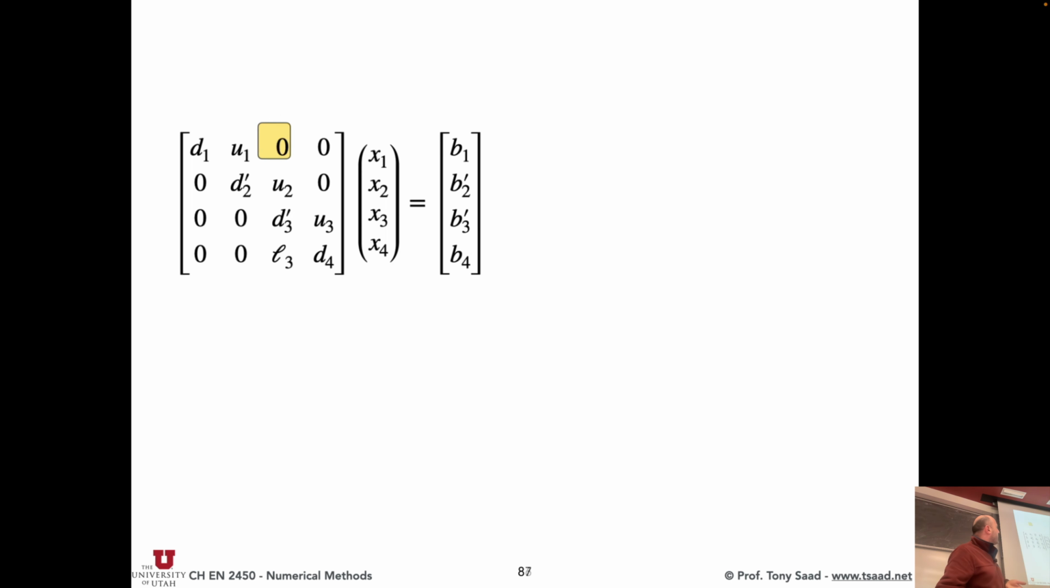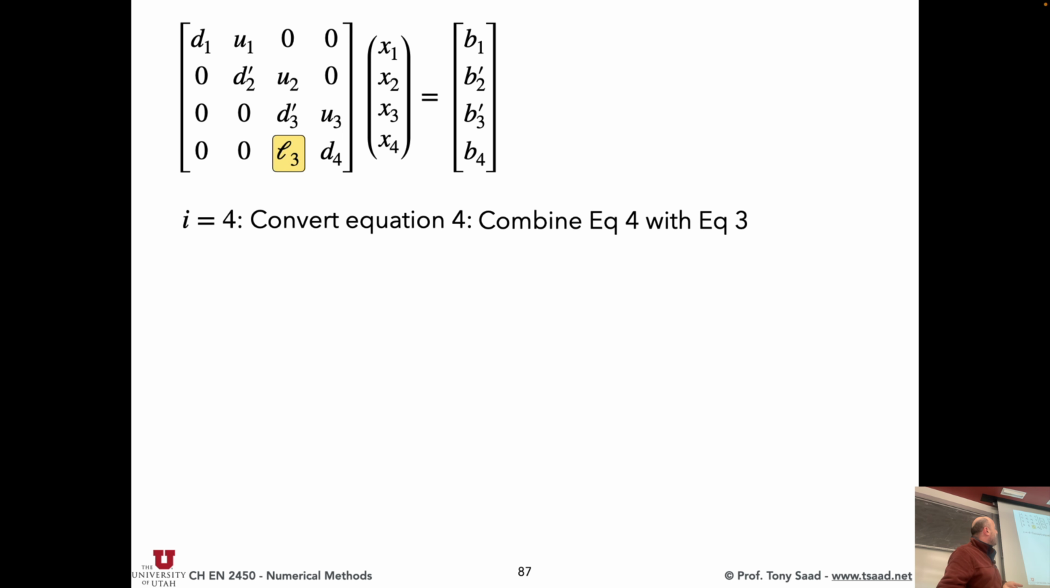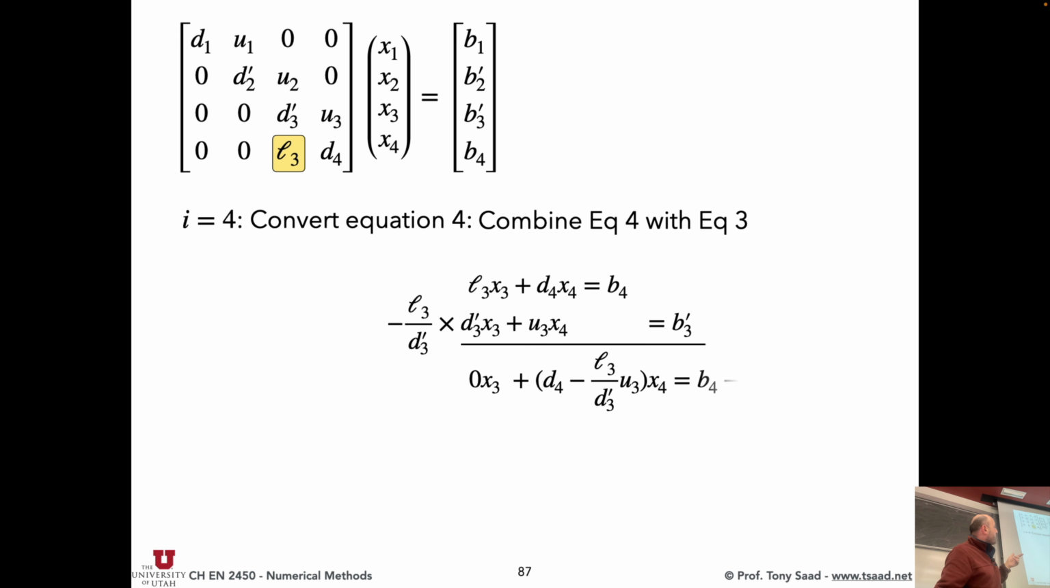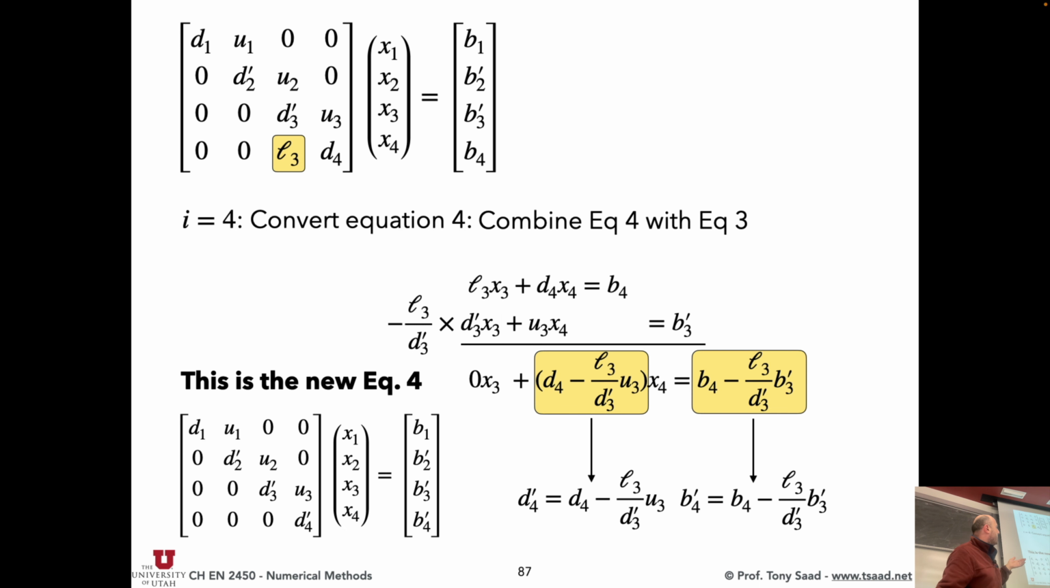Except that this is so straightforward for tridiagonal matrices. We do the same thing for equation 4. From equation 4, we subtract L3 over D3 times equation 3. The same thing happens, magic happens, and ta-da, you get an upper triangular matrix. We started with D1, D2, D3, D4, L1, L2. We no longer have the lower diagonals.